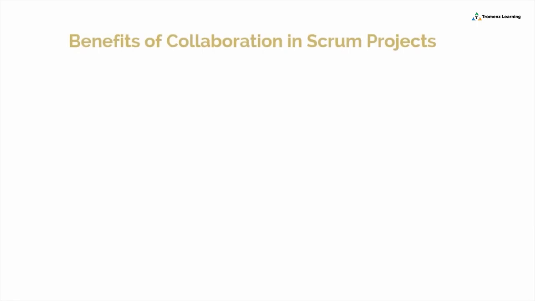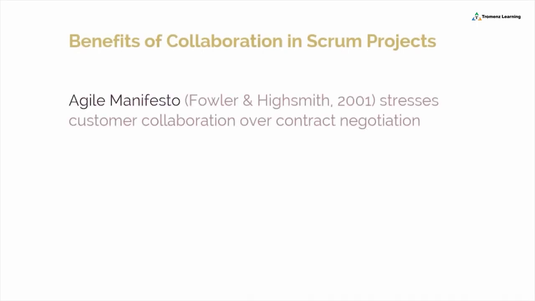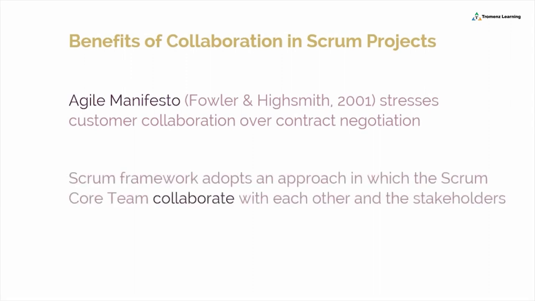Now that we have an understanding of collaboration and its core dimensions, let's consider the key benefits of collaboration in Scrum projects. The Agile Manifesto stresses customer collaboration over contract negotiation. Thus, the Scrum framework adopts an approach in which the Scrum core team members, the product owner, Scrum Master, and Scrum team, collaborate with each other and the stakeholders to create the deliverables that provide the greatest possible value to the customer. This collaboration occurs throughout the project. Collaboration ensures that the following benefits are realized.